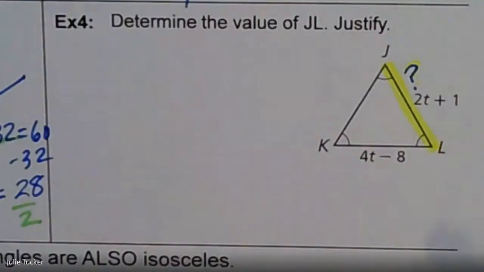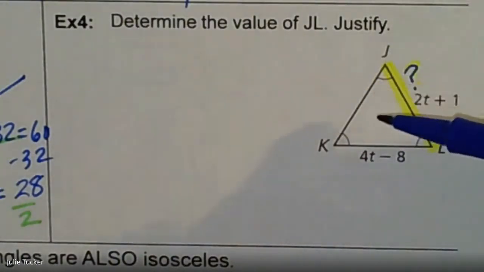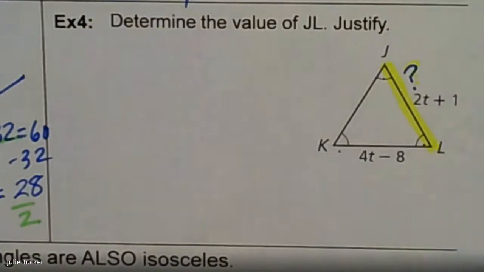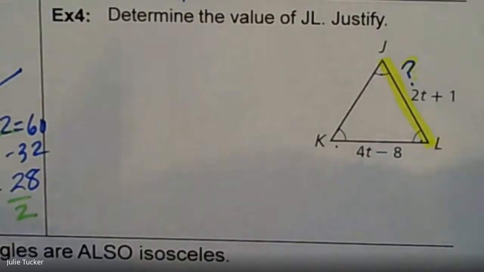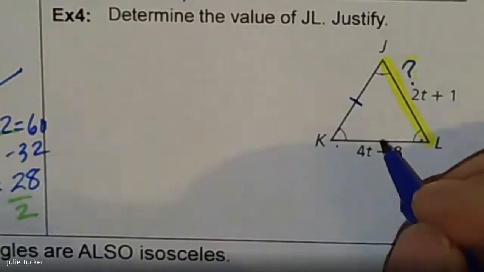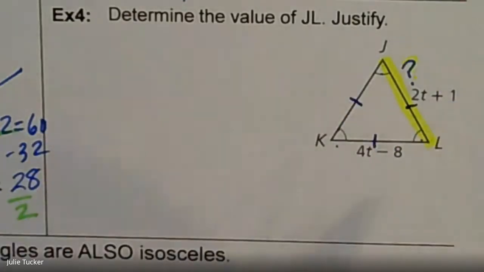Nope, I'm not going to add them. Those are the side lengths, not the angles. Sometimes we add together the angles, but not the sides. So let me go back to the beginning of what I was explaining a minute ago. If all of the angles are congruent, then so are the sides, because if it's equiangular, then it is equilateral. And equilateral means this side and this side and this side are all congruent.